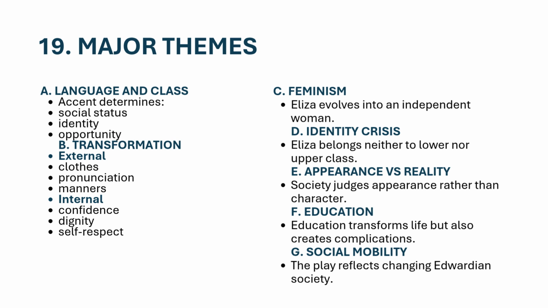For instance, Eliza looks like an aristocratic lady, but her background remains unchanged. Similarly, many upper-class characters appear respectable but often display superficial attitudes. Shaw therefore argues that character is more important than outward appearance. The sixth major theme is education.